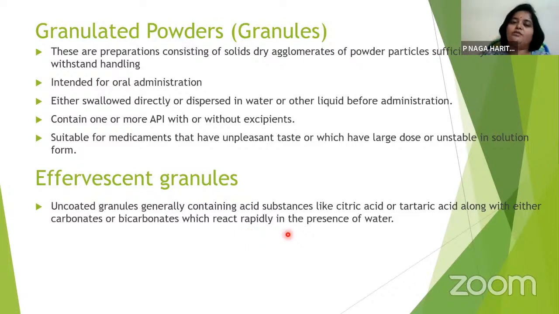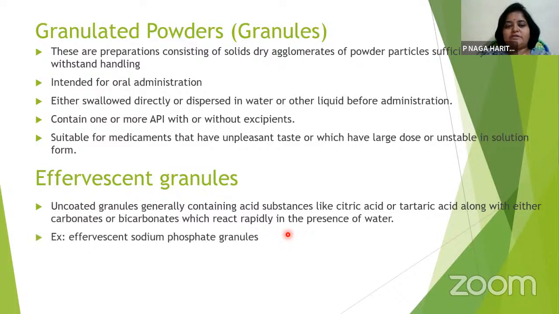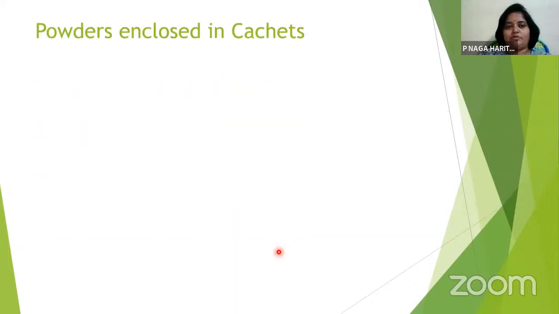Your favorite, Eno. Okay, so when you just take Eno and put it in the water, it just splashes out gas. That gas is nothing but the carbon dioxide. Because of the presence of citric acid and the tartaric acid and either bicarbonate or a carbonate, it is going to react and release the carbon dioxide gas. So an example is effervescent sodium phosphate granules, which is an example for the effervescent granules.